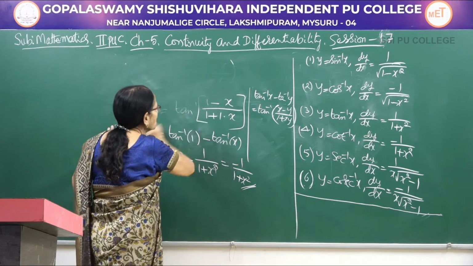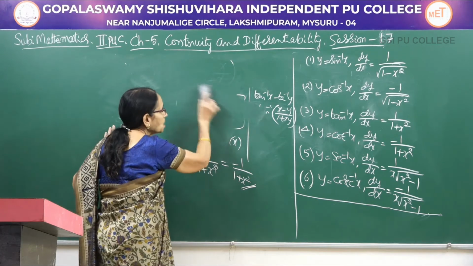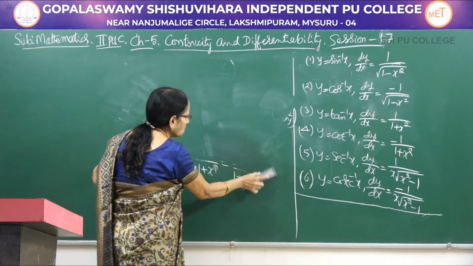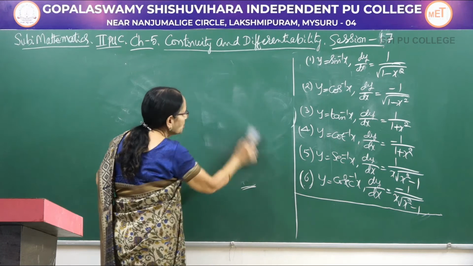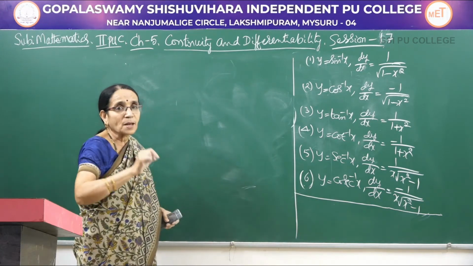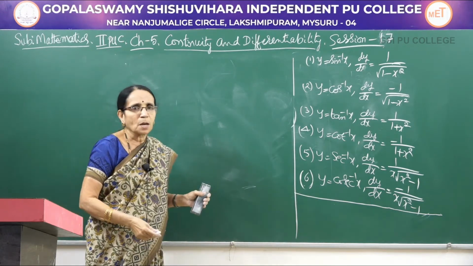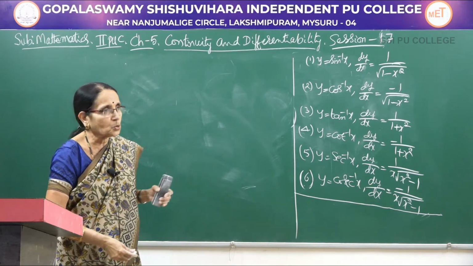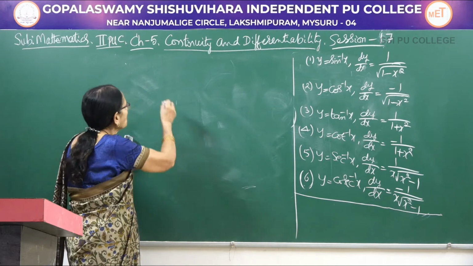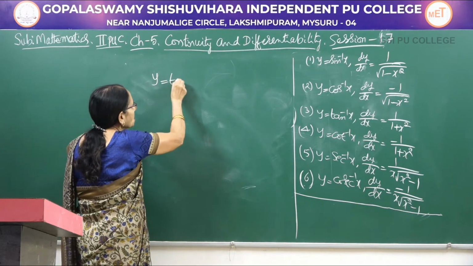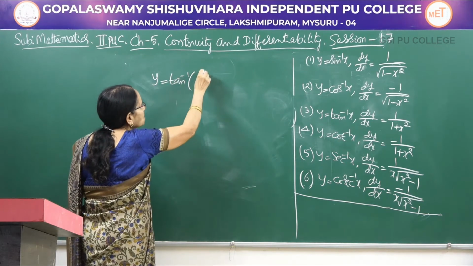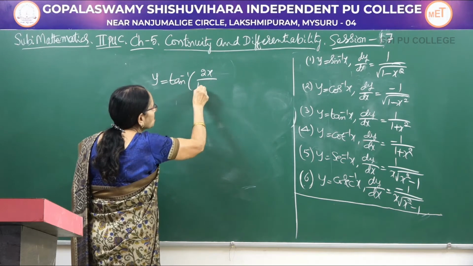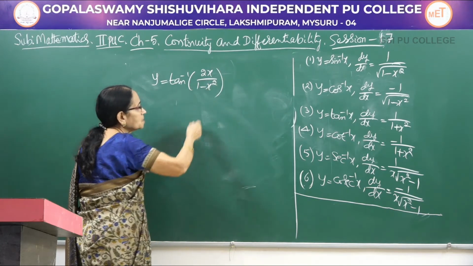So, wherever it is applicable, wherever you can make use of any property, then we will be getting the result. Suppose in this problem I had given plus in the numerator, the answer would be plus 1 over 1 plus x square. So, this is the procedure we adopt. Now, let me move on to the next problem. Tan inverse of 2x over 1 minus x square.